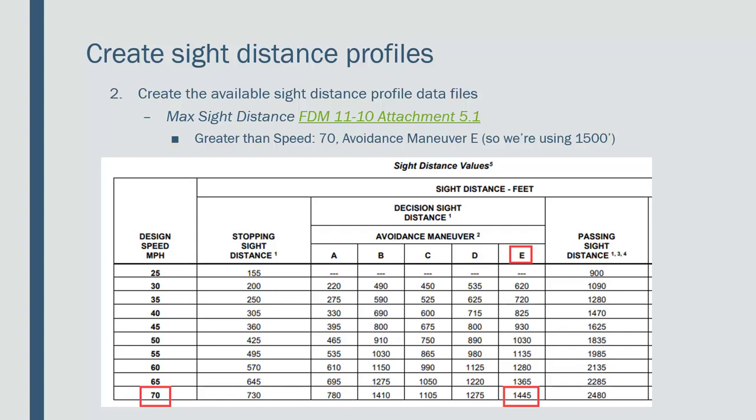Then we're going to create the available site distance profile data files. This is that TXT file I talked about. This is going to be based on a maximum site distance provided by the FDM 11-10 attachment 5.1. You can see it on the screen there. We're using the greatest speed or the greatest distance that we're going to run into. So in this chart, we're using the 70 mile per hour speed at the E avoidance maneuver column. There's nothing magical about that in particular, except for that's the largest distance on this list. So we're going to round that up to 1,500 feet as a general rule.